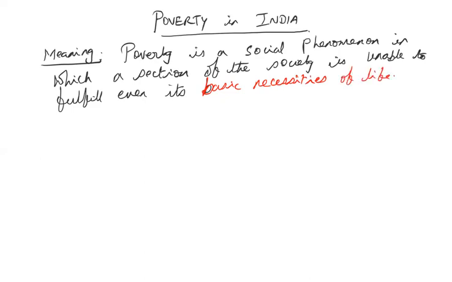Normally we say food, clothing, and shelter, but it is not only food, clothing, and shelter. Initially it was like that, but over a period of time, more and more goods and more and more services have been added. What are all the basic necessities of life? Let us check out. If you know the types of poverty, then you will know what are all those basic necessities included in the minimum subsistence level of living. So there are two types of poverty.